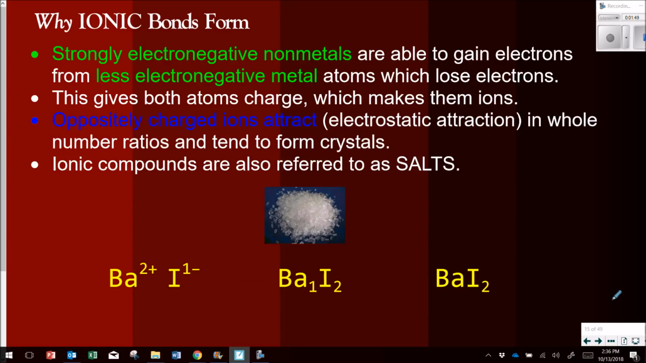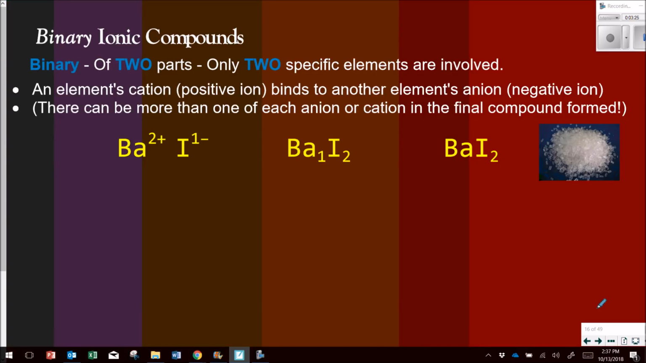In ionic compounds, nonmetals, which have a high electronegativity, gain electrons from metals, which lose electrons due to their much lower electronegativity. This results in ion formation, and the ions strongly attract each other in whole number ratios. Binary ionic compounds are made up of 2 elements only. There can be more than one of each element in the compound though, and if you look at barium iodide, there is 1 barium atom that is bound to 2 iodine atoms.